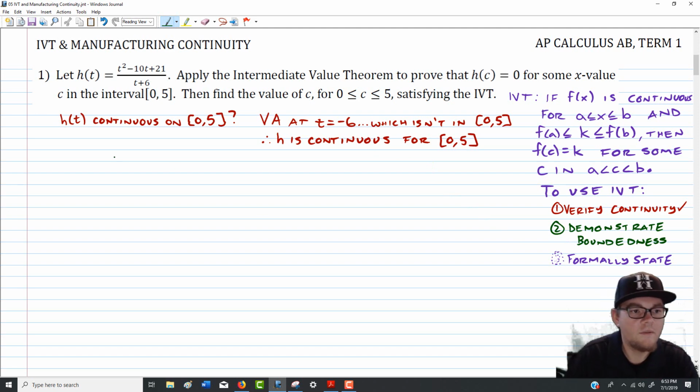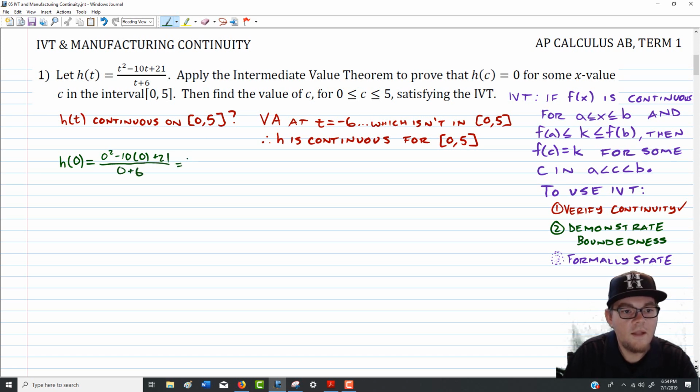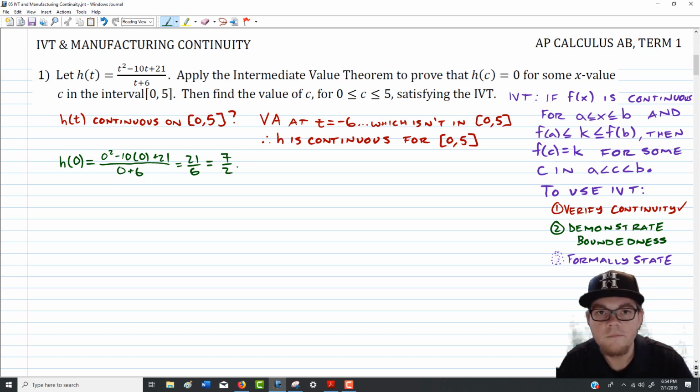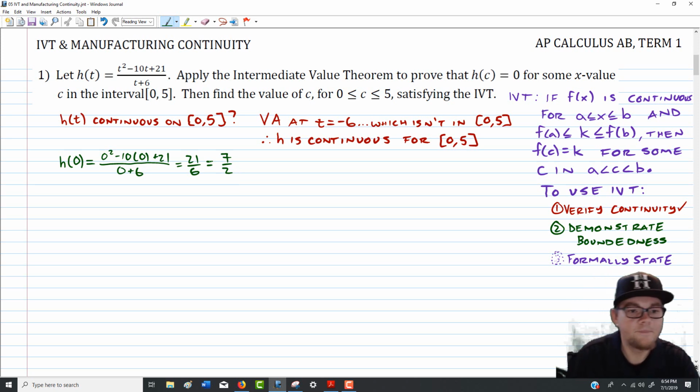We want to show betweenness. So in order to do that, we need to calculate out what the y values are at each endpoint. So first I'm going to calculate h of 0. Looking up at our function, that's going to be when we plug in 0, so 0 squared minus 10 times 0 plus 21 divided by 0 plus 6. That's going to be 21 over 6, also known as 7 over 2. So, great. Thanks for playing.